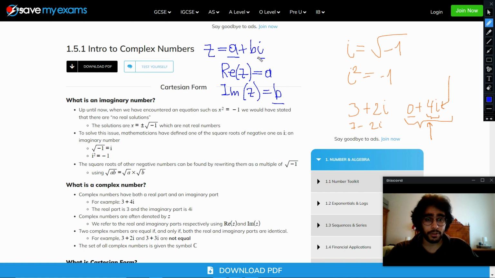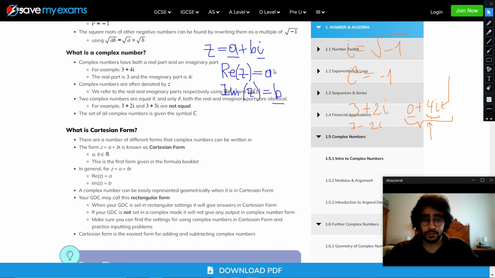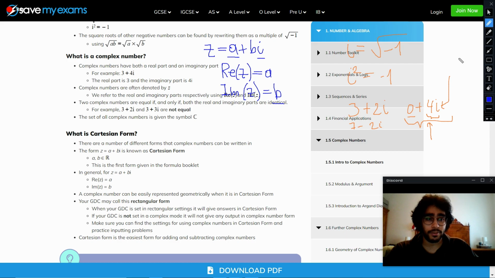Because that's the number that you are multiplying with the imaginary number, right? Okay. What else? So what's the Cartesian form? The form that I have written here is defined to be the Cartesian form. This is the first definition and the first thing that you would probably have to memorize. This is the Cartesian form of a complex number. Okay, z equals a plus bi is your Cartesian form.